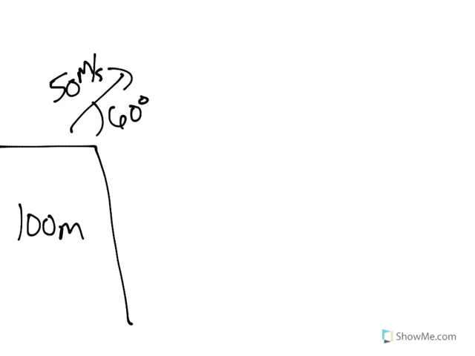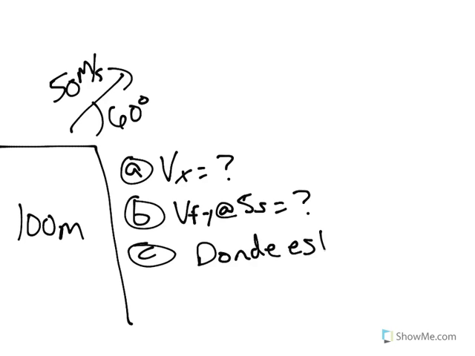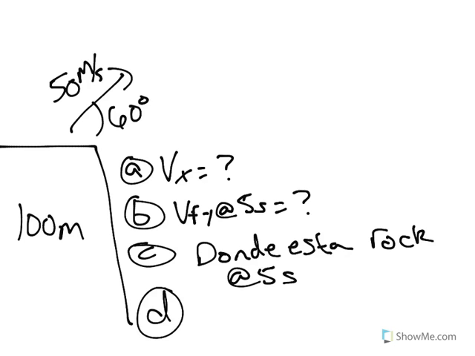We want to know the following things. We want to know, A, the horizontal speed of the rock. So that's Vx, that's what we're looking for. B, we want to know the vertical speed of the rock after 5 seconds. So that's Vfy at 5 seconds equals question mark. C, we want to know where the rock is at 5 seconds. And then the last thing we want to know is the distance in the x from the building. How far from the building does it land?